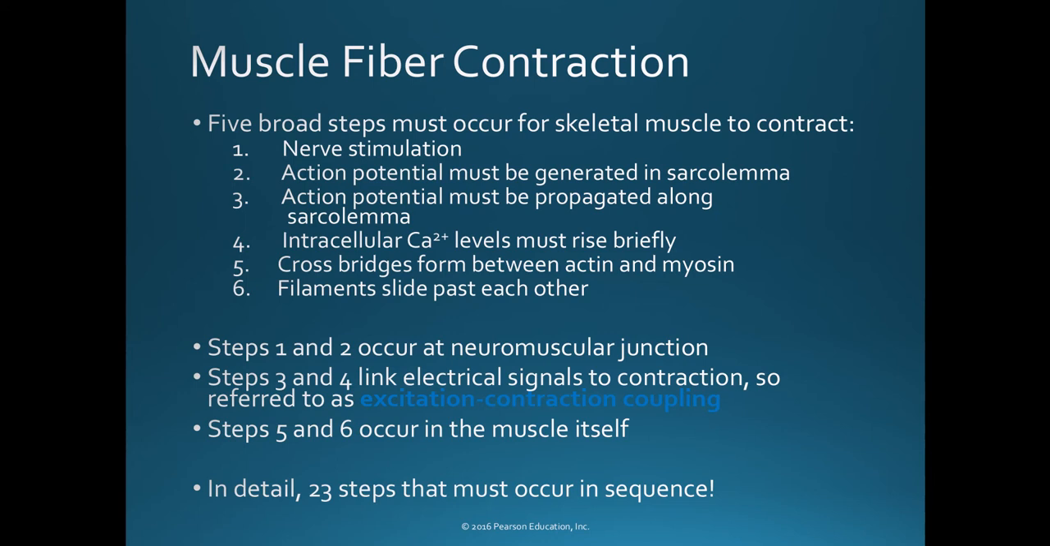So really it's maybe 5 or 6 broad steps, but we're going to break it down into 3 pieces: neuromuscular junction, excitation contraction coupling, and crossbridge formation. And we're going to actually look at the 20 or so steps that have to happen in sequence in order for us to just wave to our friends.